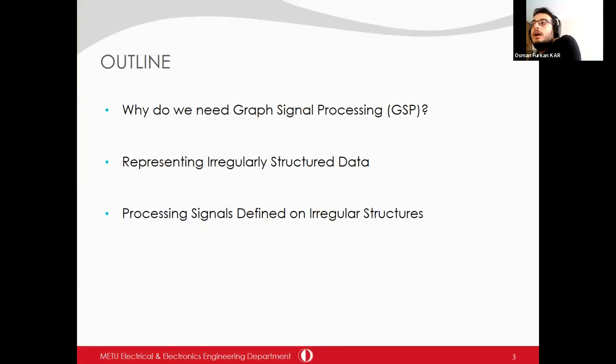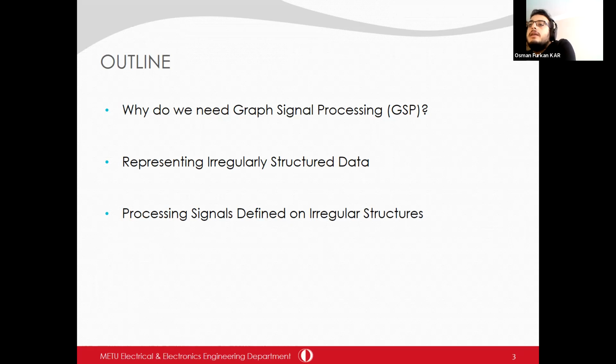In my talk, I will first be examining the need for graph signal processing. Why do we need graph signal processing, and which problems do these toolsets solve? Secondly, how do we represent data that is irregularly structured?